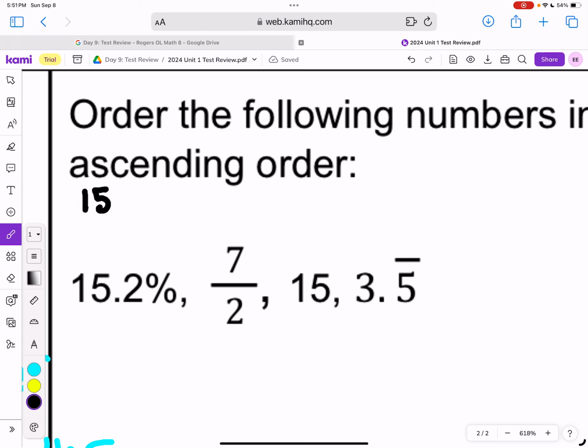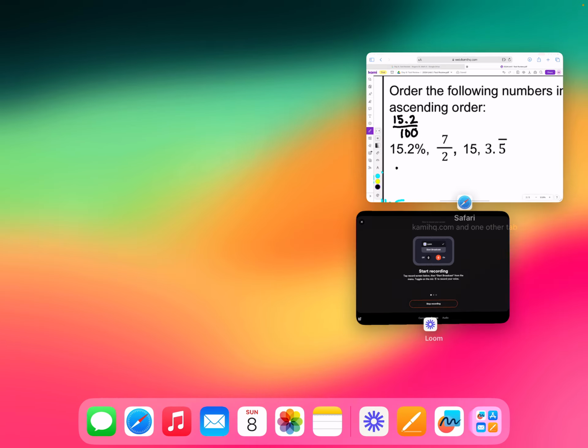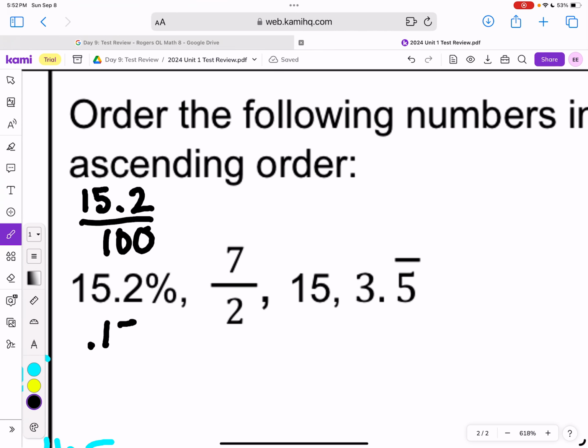So this one gives you 0.152. Okay, this one right here is 3.5. This one right here is just the 15. Remember, 3.5 with the bar above means the 5 is repeating. And we'll see if we need to spread that out. So looking at whole numbers first, this one has no whole numbers, so we can represent nothing with 0. So ascending means it's going up. So it's going to be least to greatest. So this would be the least number.